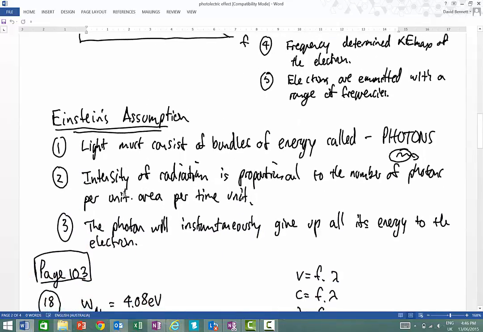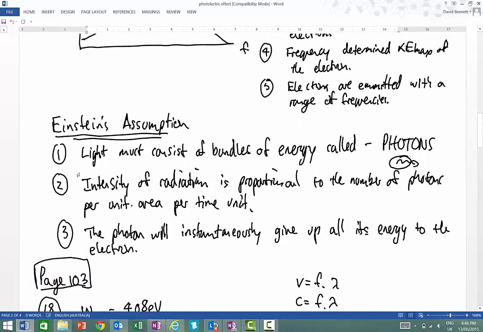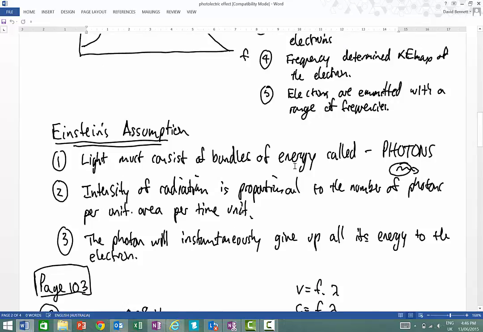Einstein came up with some assumptions. One assumption was that light must consist of bundles of energy called photons. In other words, these photons have energy, and they collide with the electron and give all of their energy to the electron. So that's the nature of light behaving as a particle. He also saw that the intensity of the radiation is proportional to the number of photons per unit area per unit time.